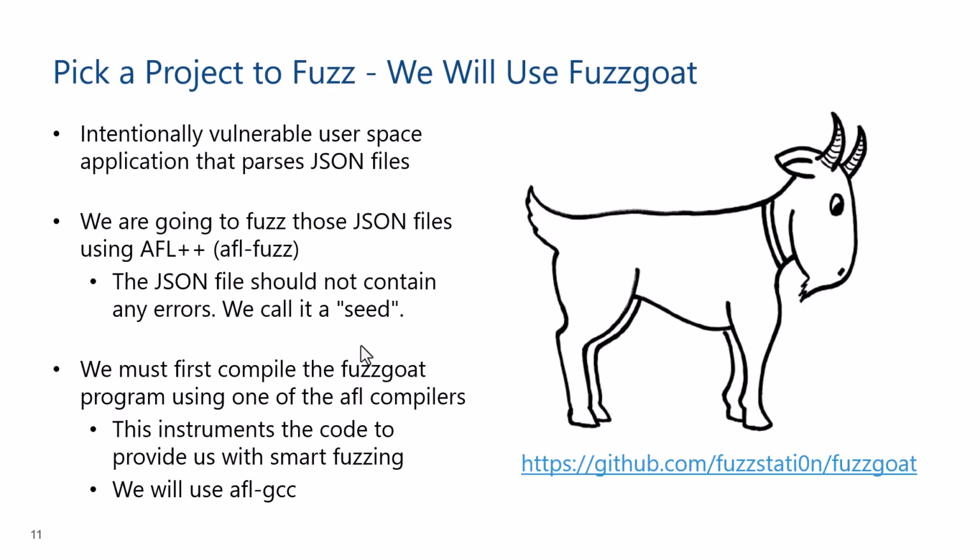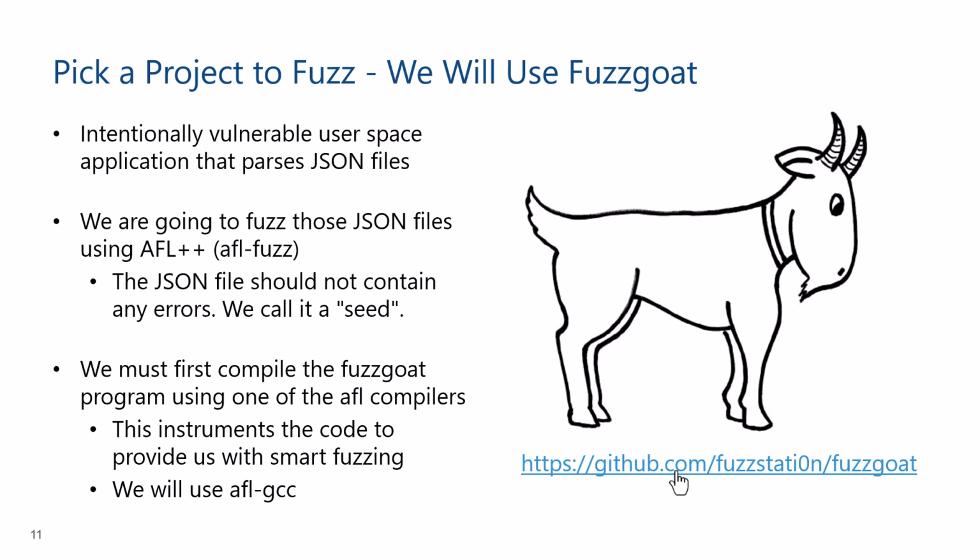Of course, we have to pick a project to fuzz, and I did promise you that we were going to be fuzzing a goat, and indeed we are. We're going to be fuzzing FuzzGoat. And FuzzGoat is just an intentionally vulnerable user space application that parses JSON. It's open source. You come here, and you can grab it down. That's all it does. It doesn't do anything, but it pretends it's parsing a JSON file, and it's, of course, doing all of the memory management, etc. with that. So we're going to fuzz those JSON files that FuzzGoat reads using AFL.